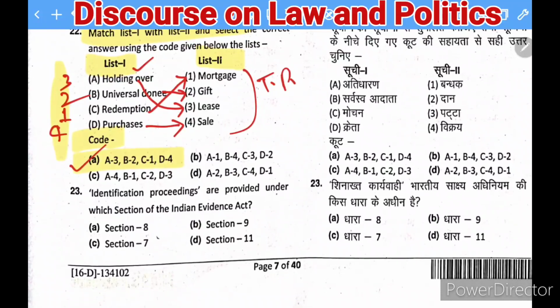Now next question, identification proceeding. Identification proceedings are provided under which section of the Indian Evidence Act? And the options which are given: section 8, section 7, section 9, section 11. And the right answer of this question is section 9. It is about the identification parade. So identification proceeding is with respect to section 9 of the Indian Evidence Act.